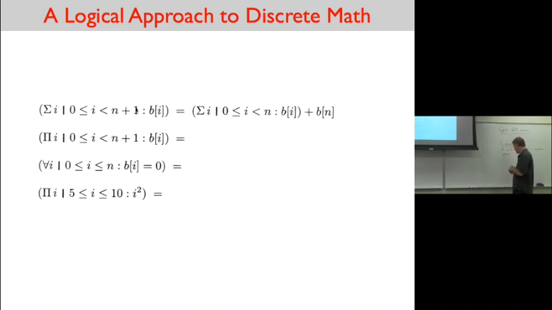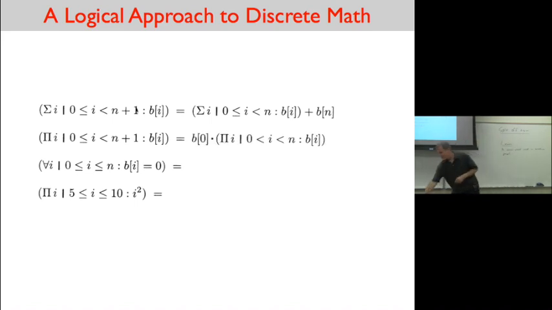Not quite. Split off on the left. Oh, b sub 0. Yeah, you got it. It's b sub 0, and then what? Times the product over I, 0 less than I, less than n plus 1, b sub I. Is everybody good? Does everybody see how that worked? That's b sub 0 times the product over I, 0 less than I, less than n, b sub I.